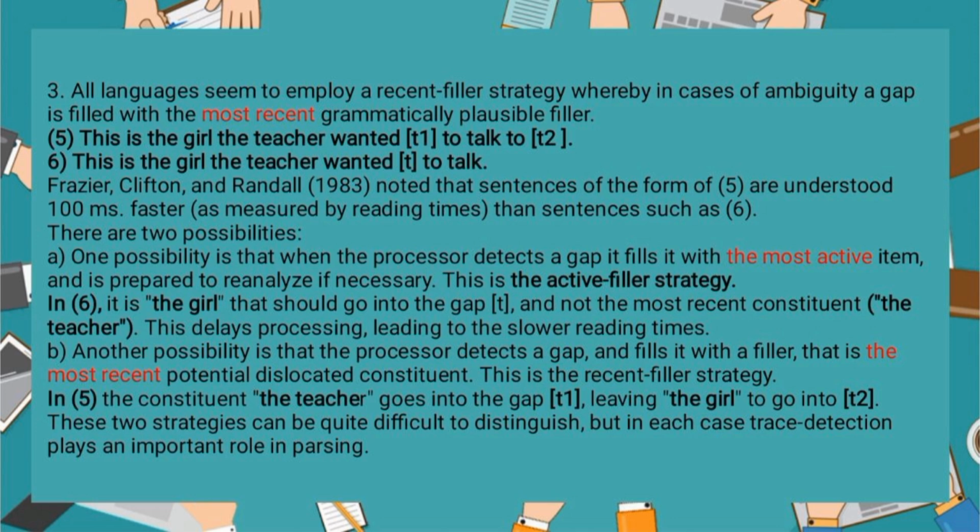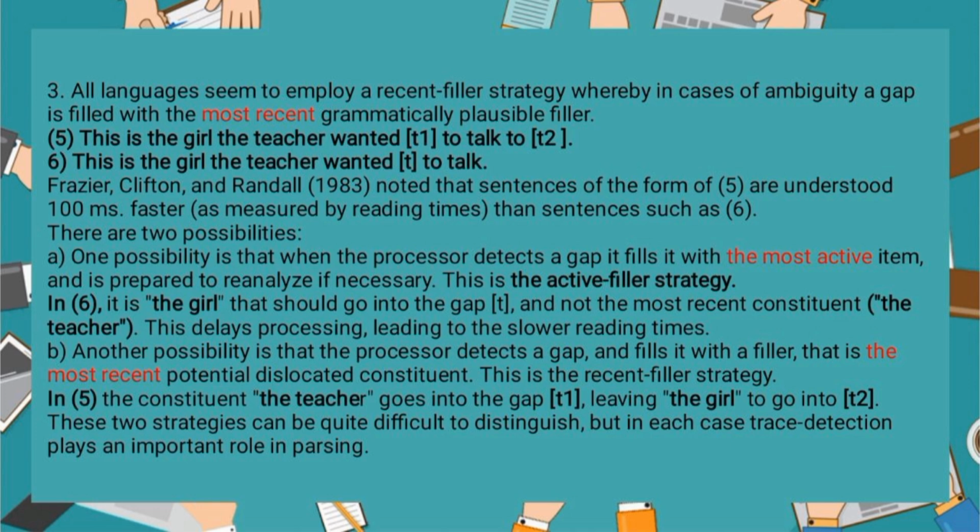Fraser, Clifton, and Randall 1983 noted that sentences of the form of 5 are understood 100 ms faster, as measured by reading times, than sentences such as number 6. There are two possibilities. One possibility is that when the processor detects a gap, it fills it with the most active item and is prepared to reanalyze if necessary. This is the active filler strategy.